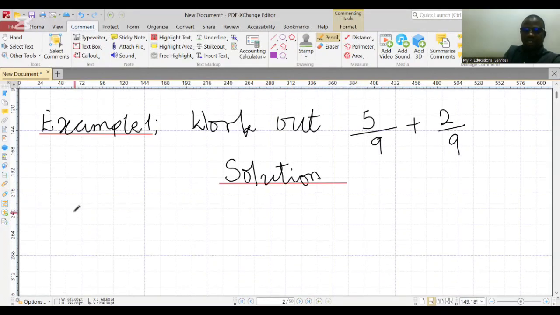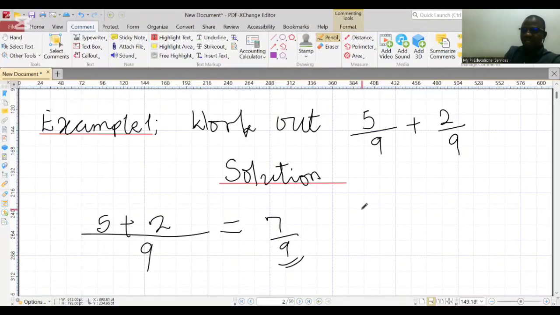So you just pick one of the denominators. So that will be your LCM. Then you add the numerators, 5 plus 2. And the answer is 7 out of 9. It's as easy as that.